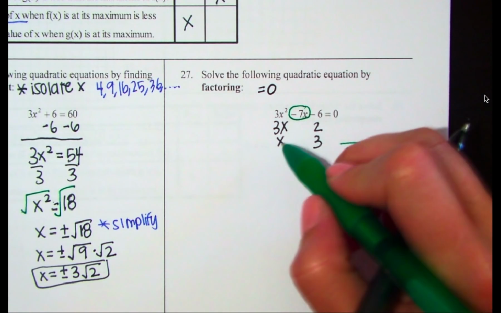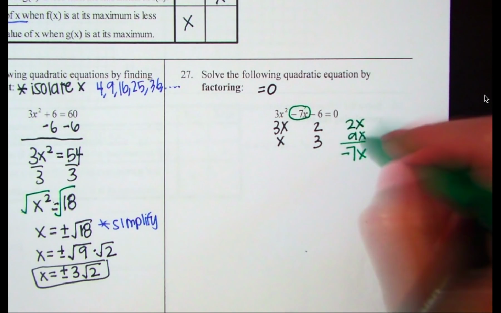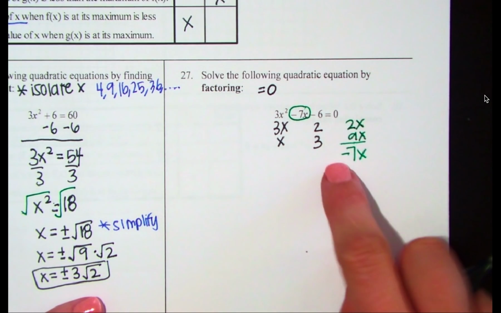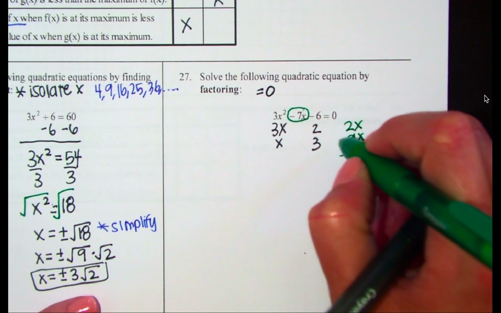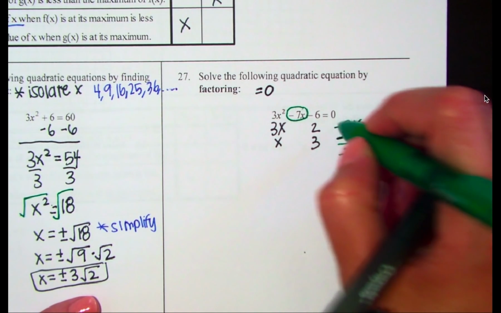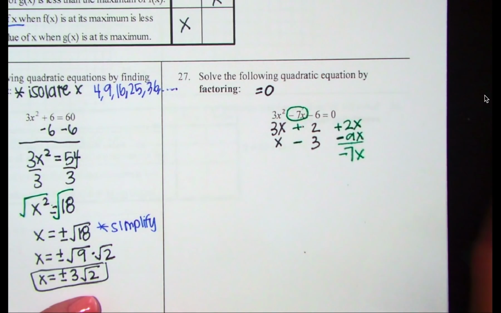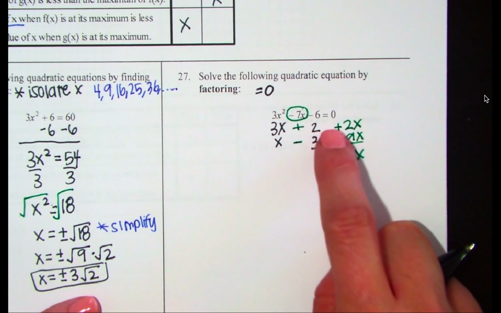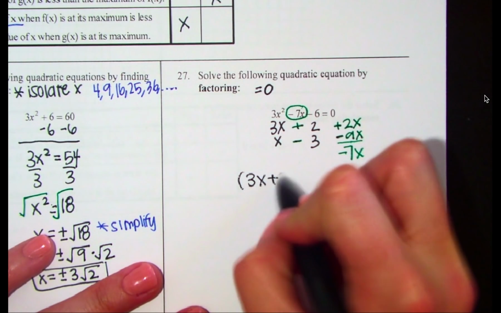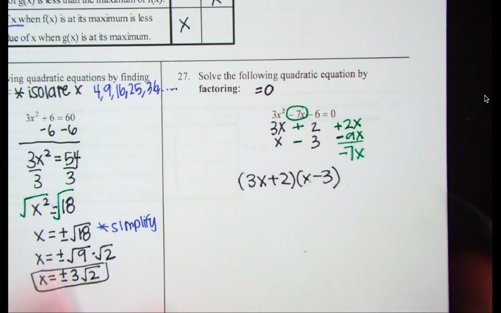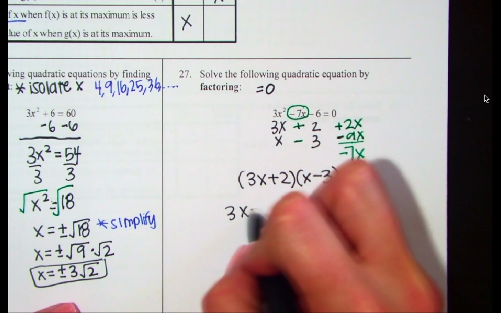So when I multiply diagonally, x times 2 is 2x, 3x times 3 is 9x. These signs need to be different to get us subtracting and getting to 7. You always keep the sign from the larger number, so the larger number needs to be negative. So the 2 is positive, carry over the 2 to the left, carry over negative to the left, and we have our factors, 3x plus 2, x minus 3.